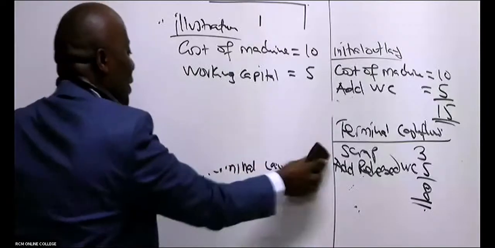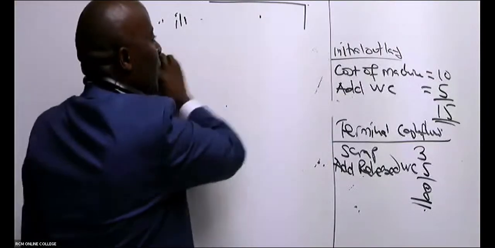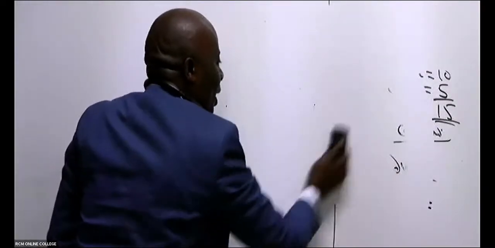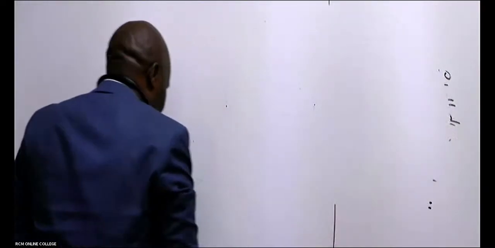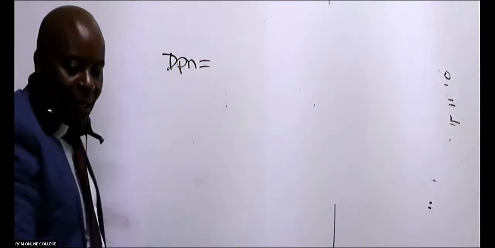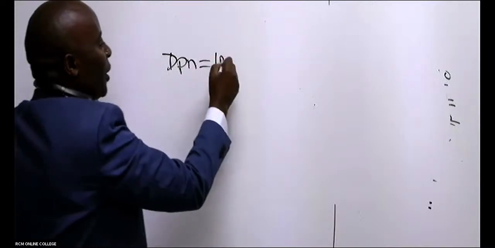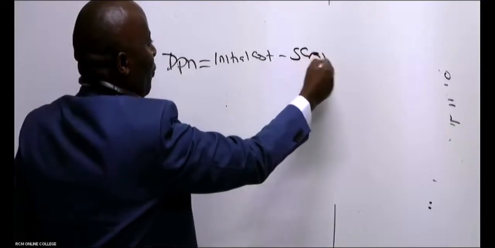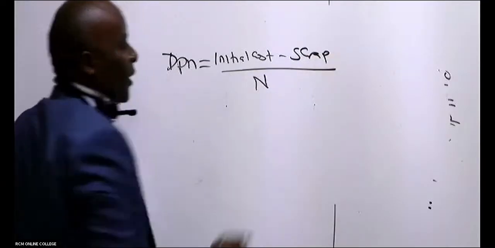I'm repeating for the umpteenth time: why are we calculating depreciation? It's because tax is provided. So come here and calculate depreciation for us. Depreciation by straight line, they want us to take the initial cost minus scrap value divided by n, isn't it?